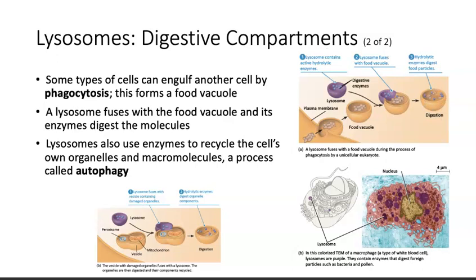Lysosomes also help recycle any organelles that aren't working properly inside of the cell. For example, if a mitochondria breaks down and stops working, then a lysosome will come along and digest that mitochondria and kind of recycle or reuse some of those structures and build other things.